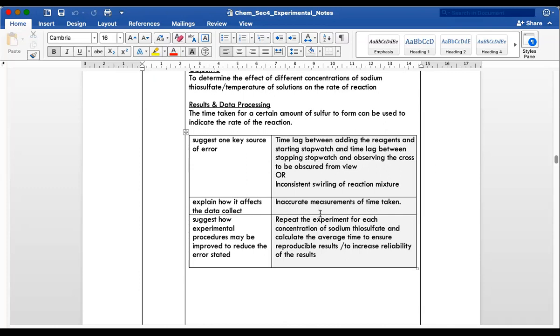The only way is to improve, and it cannot be eliminated totally, is to repeat it for each concentration and calculate the average time to ensure reproducible results, or improve or increase the reliability of the results. So if it involves a thermometer, if the examiner doesn't restrict the source of error, it will be something related to heat loss. If it's the use of a stopwatch, then it will be time lag.